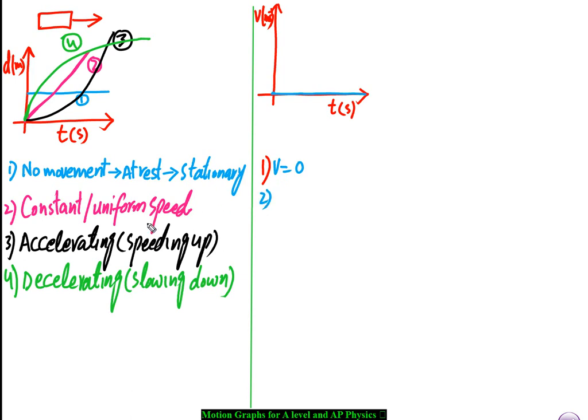The second one, number 2, is constant speed. For that purpose we just need to draw a horizontal line. Maybe this line doesn't look very good, but this is a horizontal line. This is for constant speed. Constant speed simply means the speed can be 10 meters per second, it can be 20, so depending on that, you need to draw the horizontal line.